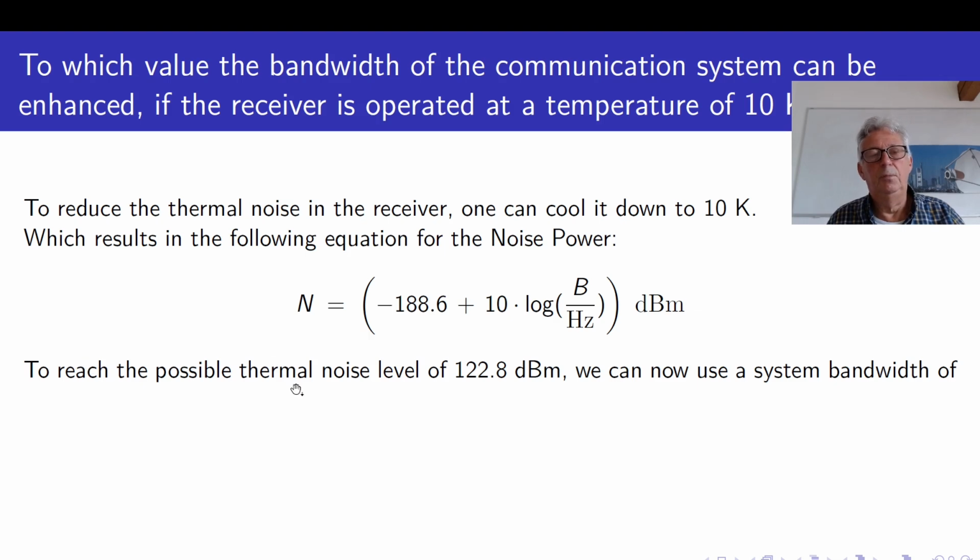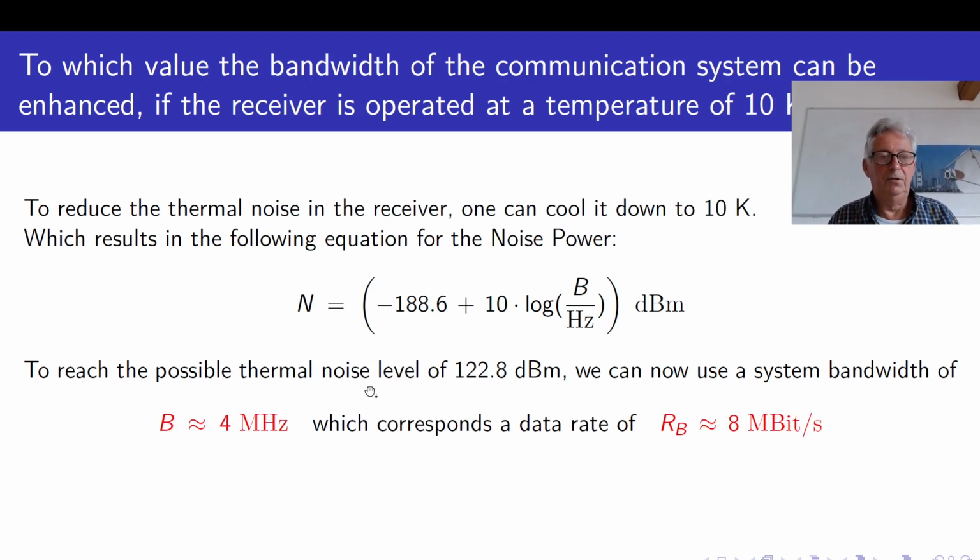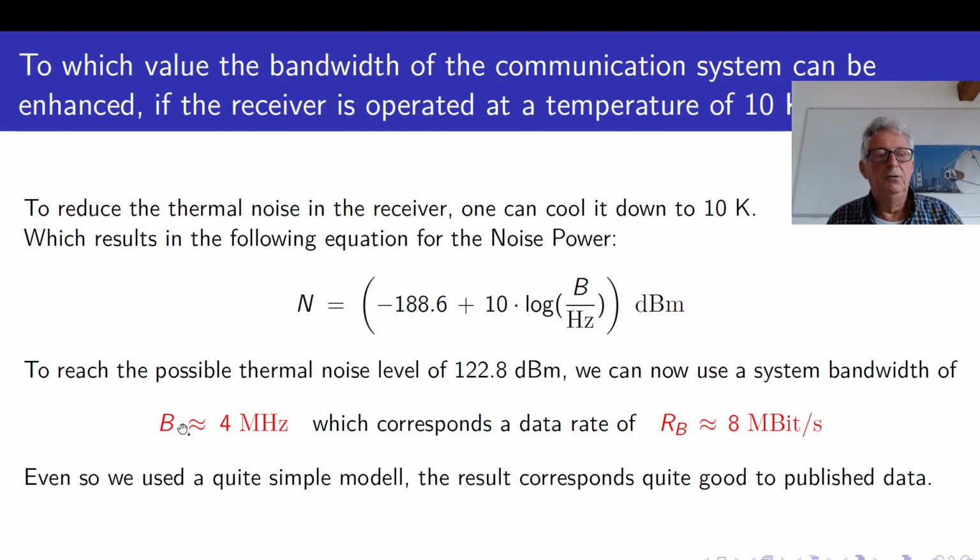So to reach the possible terminal noise level of minus 122.6 dBm, we can now use a higher bandwidth. If you insert the numbers, you will end up in a bandwidth of approximately 4 megahertz, which corresponds to a data rate of round about 8 megabit per second. So you see, even though we used a quite simple model, the results correspond quite well to published data.